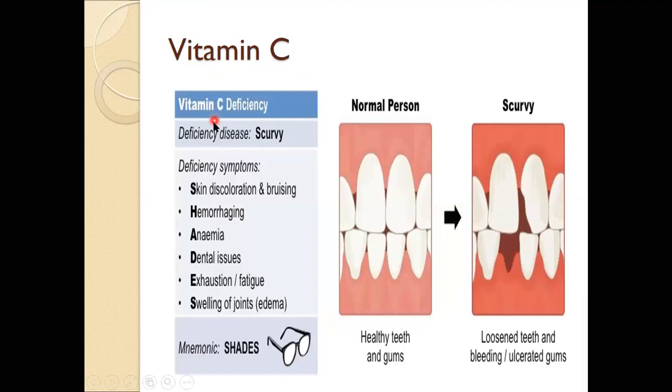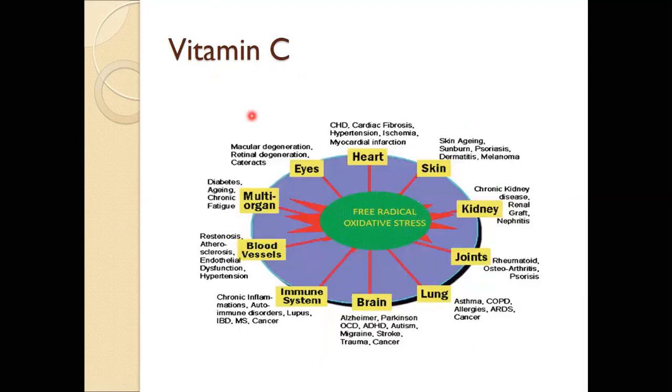Let's see what happens if we have vitamin C deficiency. Before I say this, we must know here that vitamin C is very important for the synthesis of collagen. So it stimulates the fibroblast to synthesize collagen in the skin. Number two, it's very important for healthy blood vessels and blood capillaries.